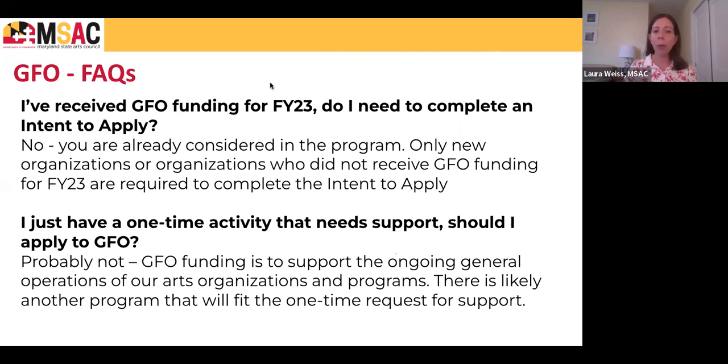I just have a one-time activity that needs support. Should I apply to GFO? The answer to this is probably not. GFO funding is really meant to support ongoing general operations for arts organizations or programs within organizations. So if you are looking for one-time support for a specific project or event or something like that, there's likely another program that would be a better fit for you. That likely would be the Creativity Grant, but we can certainly talk one-on-one to help point you in the right direction for which program would be best suited for that kind of thing.